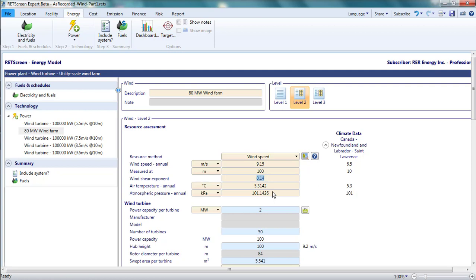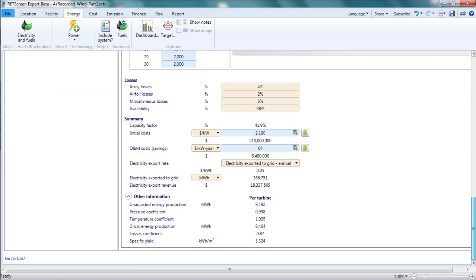The influence of these parameters is shown at the bottom of the energy page. With the other information section open, we see the unadjusted annual electricity production per turbine. This is the production assuming standard air temperature and pressure. Below this, the pressure and temperature coefficients are given. The unadjusted production is multiplied by these coefficients.